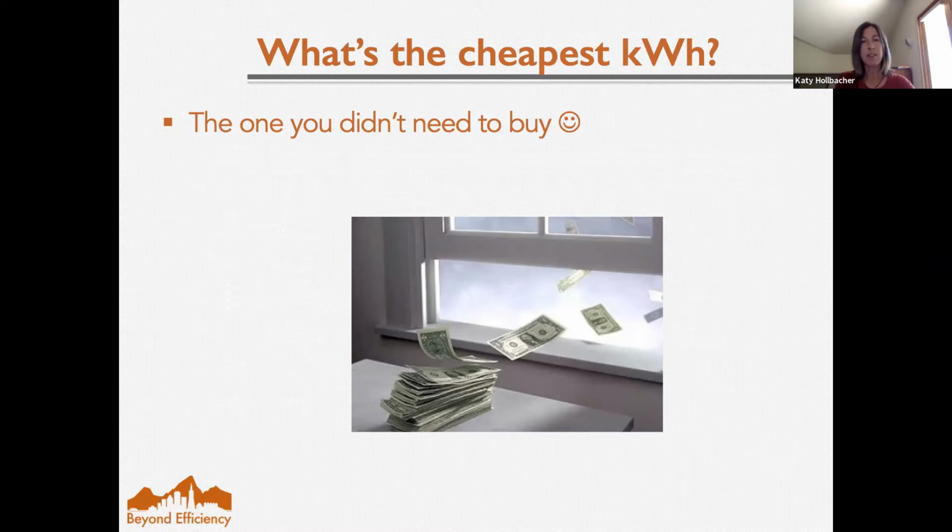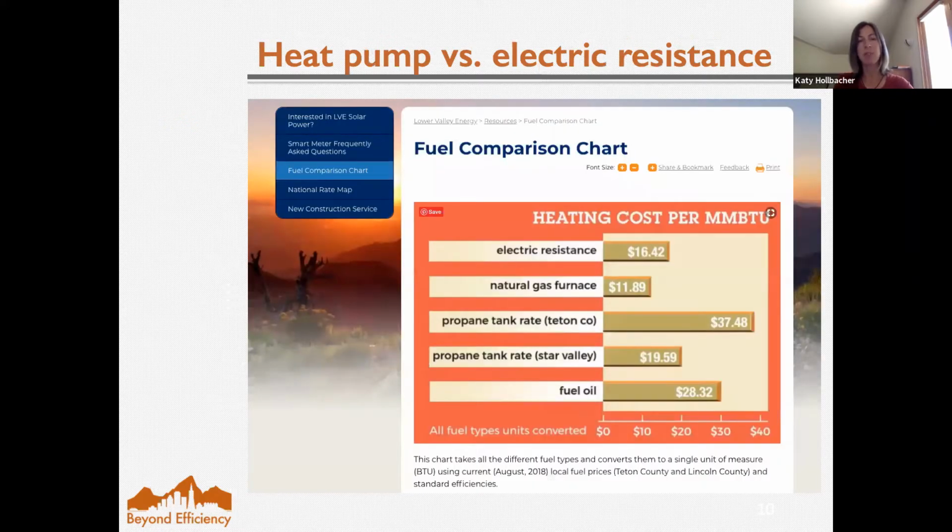And this came from Lower Valley Energy's website, which is what serves our community here in Jackson. This basically looks at different fuel types and says, how much does it cost for a certain amount of heating that you're getting? Electric resistance, a little over $16 per MMBTU. What does MM stand for? Mega million or whatever. If anyone knows, you can speak up. Essentially though, we're talking about a certain amount of heating. Natural gas, you can cut your cost by about 1/3. So a lot of people say, okay, great, I want to go to natural gas.